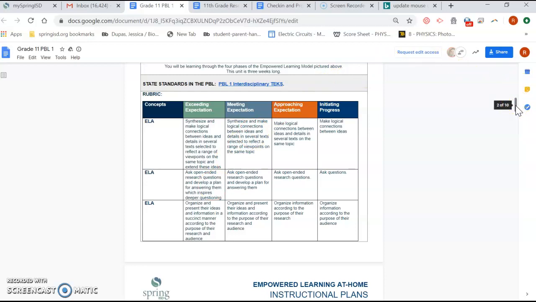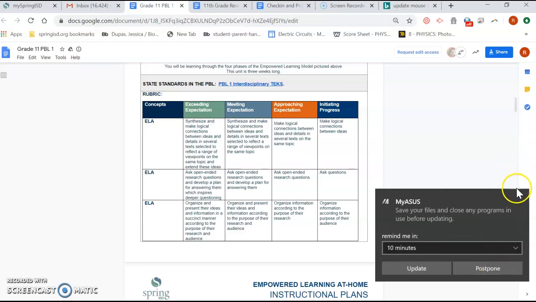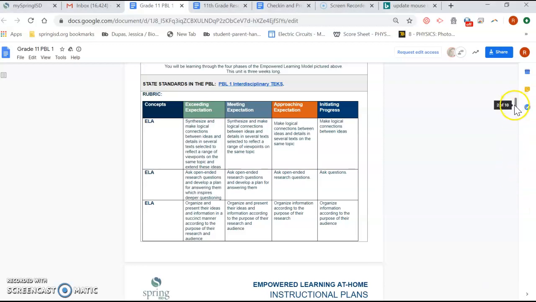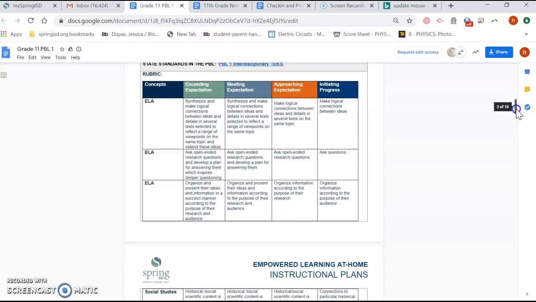You, of course, are going to be exceeding expectations. That's going to be your highest grade. That's what you're always shooting for. Meeting expectations, approaching expectations, or initiating progress. I'm so sorry, y'all. I am not going to be happy if that's where you are, but as always, you are getting to be the point of an adult. You may choose the level you would like to perform at, but I'm hoping for a lot of exceeding expectations.